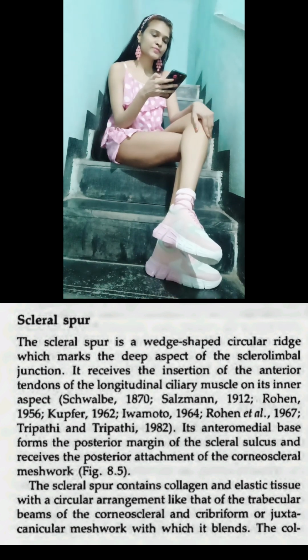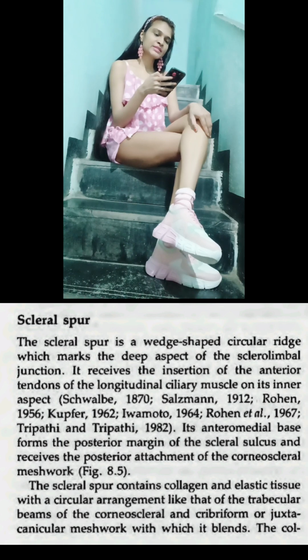Scleral spur. The scleral spur is a wedge-shaped circular ridge which marks the deep aspect of the sclerolimbal junction. It receives the insertion of the anterior tendons of the longitudinal ciliary muscle on its inner aspect. Its anteromedial base forms the posterior margin of the scleral sulcus and receives the posterior attachment of the corneoscleral meshwork.